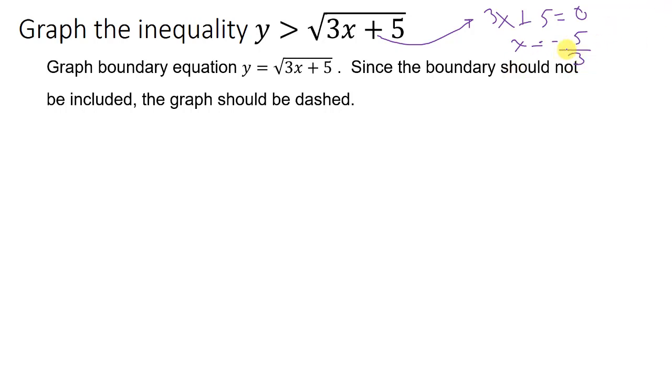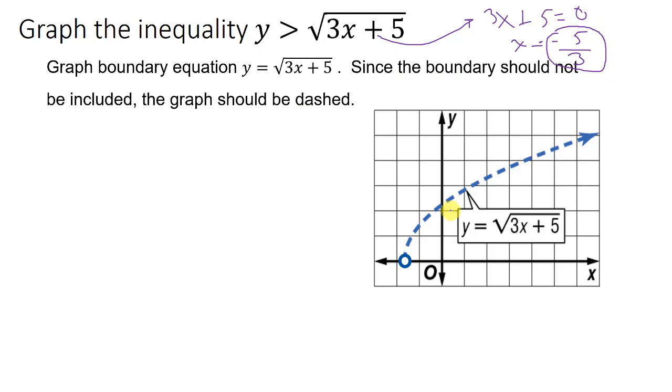So our h value is -5/3. So since h is -5/3, and k is 0, that means our vertex is at -5/3, 0. So our h, k, our vertex is at -5/3, 0. Now it is not part of the solution because this is a greater than. So we're going to have an open circle instead of a closed circle.